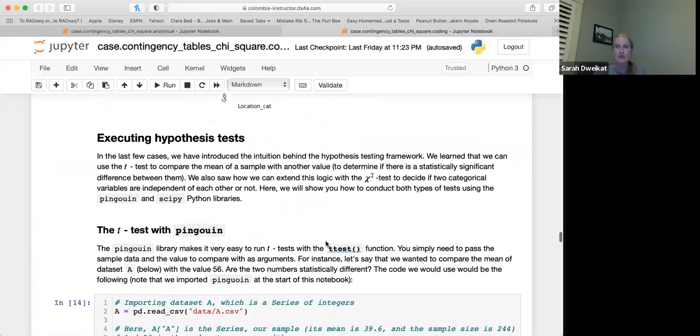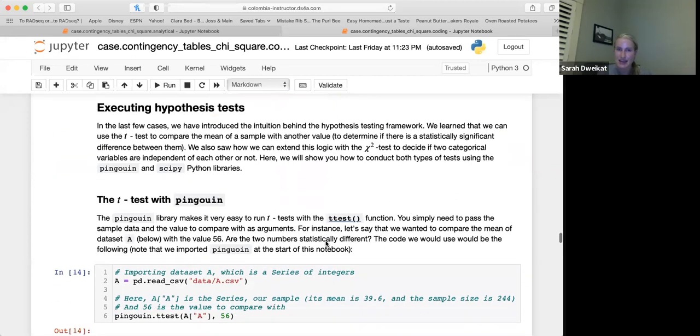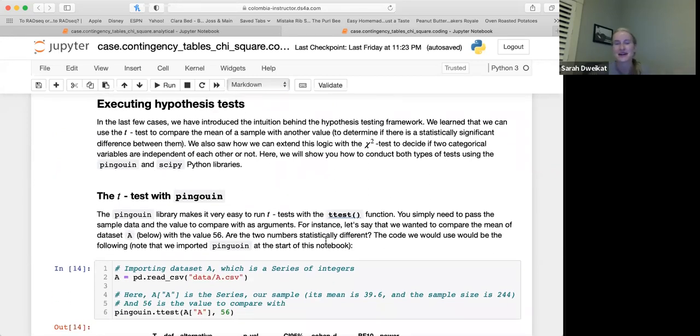Okay, so this next part is hopefully not a little bit tricky. Hopefully you went over t-tests in the last lecture. But this is going to be how you can do those t-tests in Python using that Pingouin package. So you were introduced to hypothesis testing and t-tests.